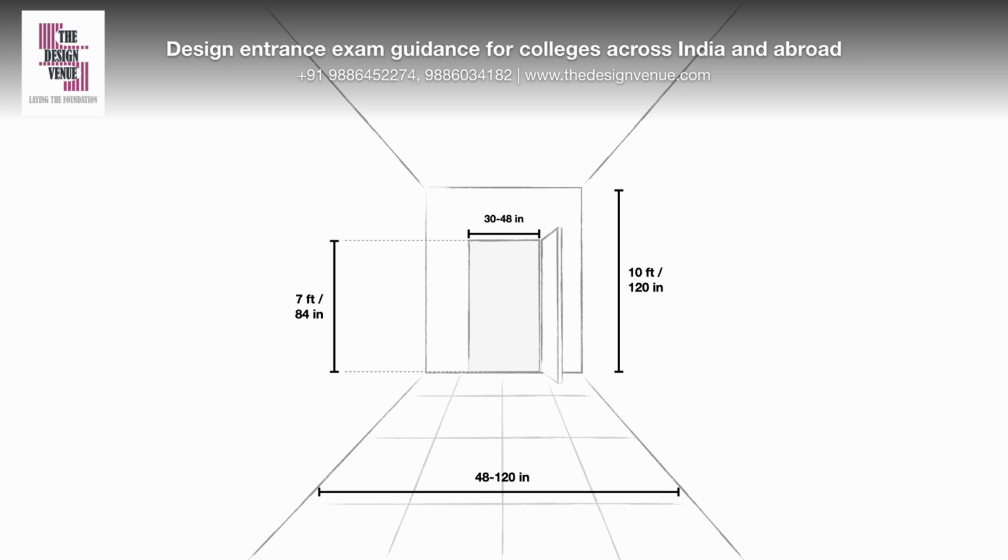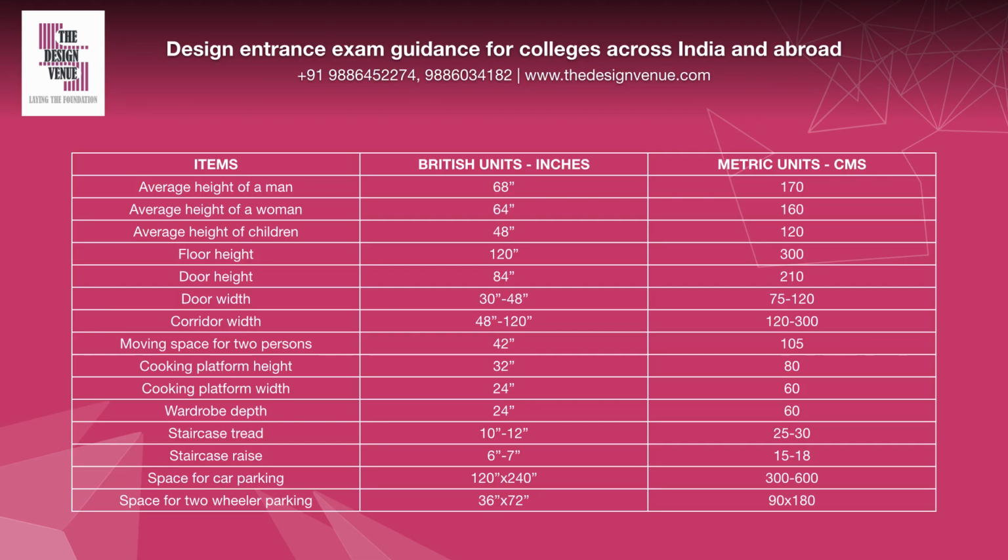The door width is about 2.5 to 4 feet, and that depends on where the door is. If it's in a smaller apartment, it will be 2.5 feet, but if it's in a larger place such as a hotel, it will be about 4 feet. The corridor width can extend between 4 feet to 10 feet. The measurements vary just as mentioned before for the door width. The minimum moving space for 2 persons is about 3.5 feet. This is the minimum measurement required so that the two don't collide with one another. And that's why the minimum corridor width is more than this, that is 4 feet.